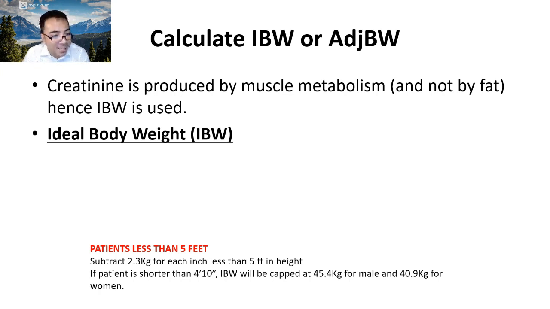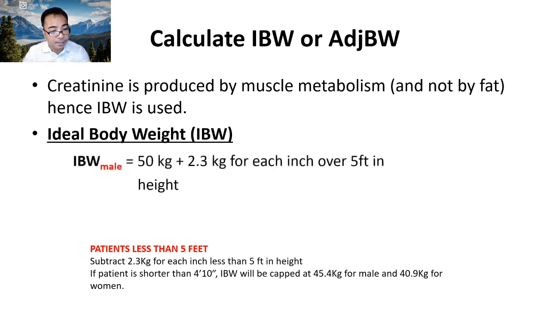So creatinine class is produced by muscle metabolism and not by fat. Hence, IBW is used. Kaya ang explanation nga natin kanina class is IBW tends to measure lean body weight, meaning only considering your muscle mass, not much on your fats. Right? So when we do ideal body weight, okay, so for male, that's 50 plus 2.3 for each inches above 5 feet in height. So say for example, class, in my case, I'm 5'4", okay, in height.